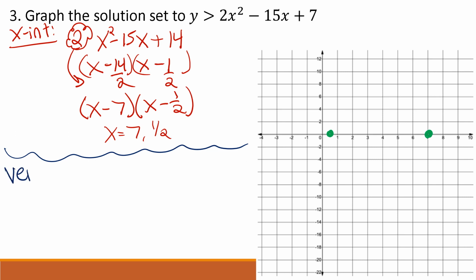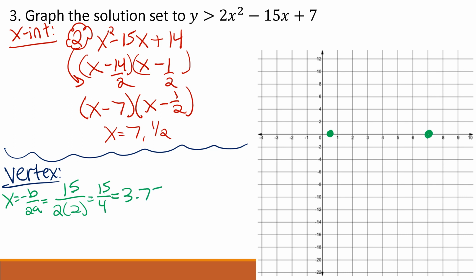So now we want to find our vertex. So we're going to do x equals -b divided by 2a. B is -15, so -b would be +15, over 2 times a, which is 2. So we have 15 over 4. And for these, just go ahead and give me some decimals because we have to graph and we need to see what the decimals are. I think it's 3.75.